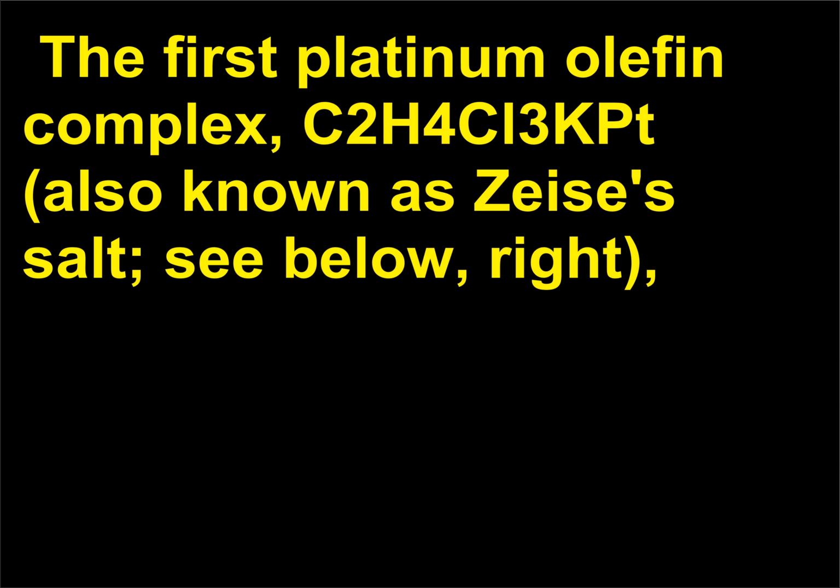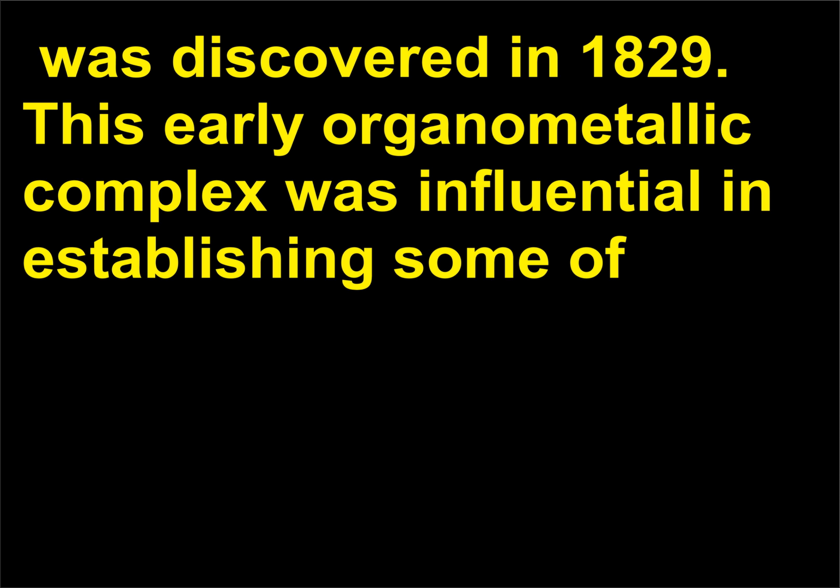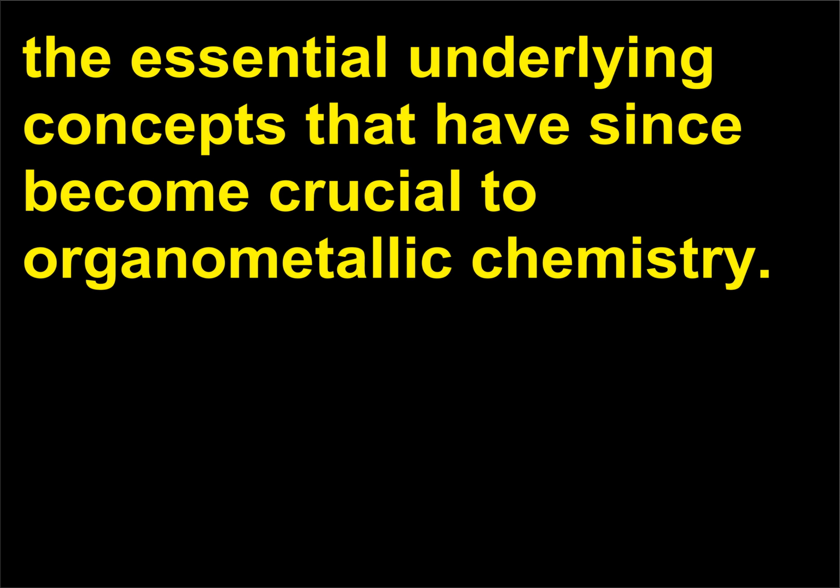The first platinum olefin complex, C2H4Cl3KPt, also known as Zeise's salt, see below, right, was discovered in 1829. This early organometallic complex was influential in establishing some of the essential underlying concepts that have since become crucial to organometallic chemistry.